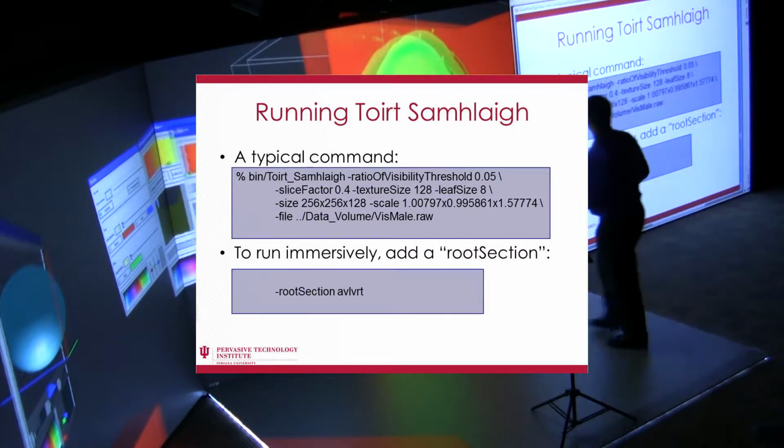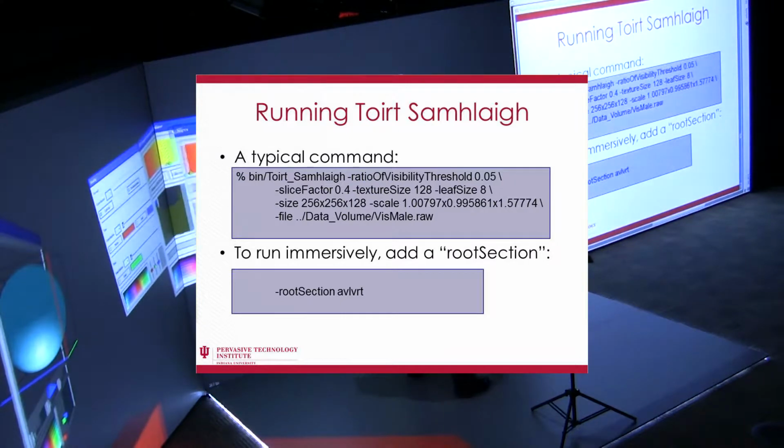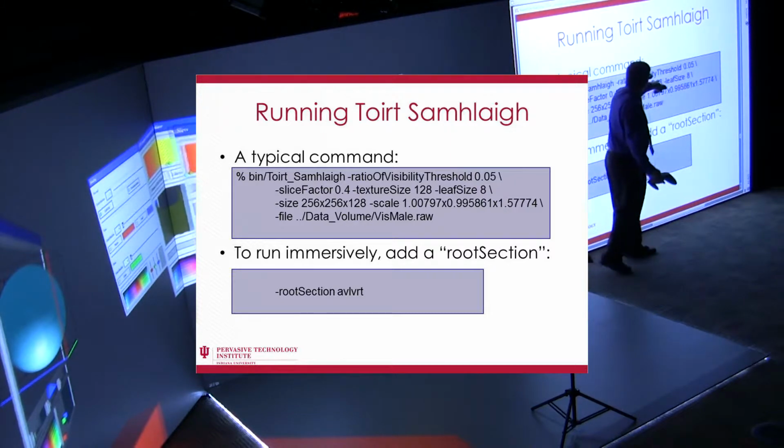Okay, very good. So let me move this back away because it's annoyingly bad stereo. There we go. All right, so that's the demonstration. Here's one of the command lines to run it. So we run the executable. We have a lot of different things to control the octree.